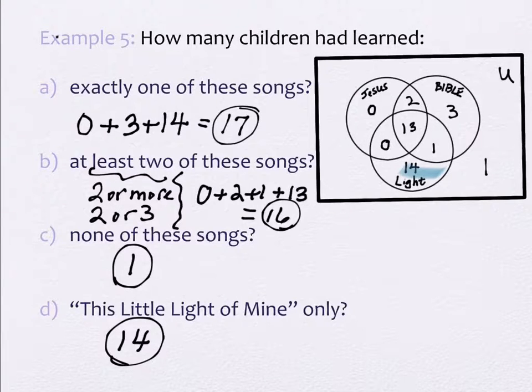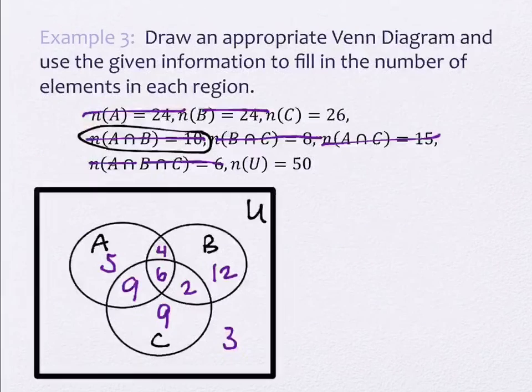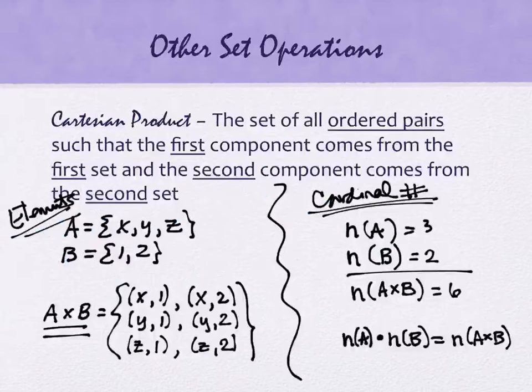Okay, one last example, my apologies. Is the Cartesian product commutative? Why or why not? We did Cartesian product last time. And if you remember, this is a collection of ordered pairs. Do you remember that? We looked at them right here. And we had all these collections of pairs. It says x1, x2, y1, y2, z1, z2, and so forth. And the question is, is it commutative?